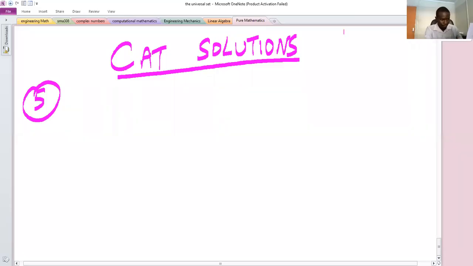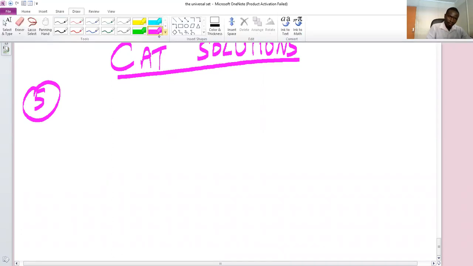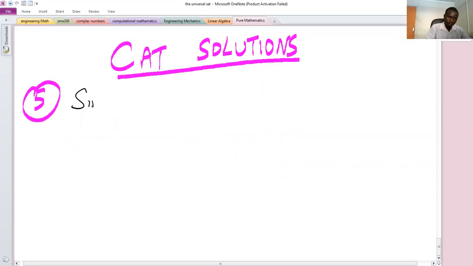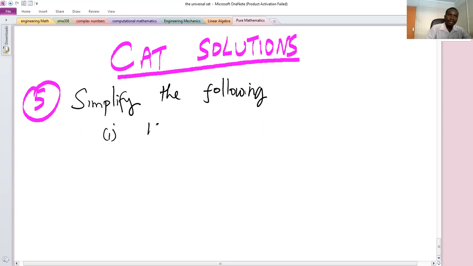Welcome back. Let's now solve problem 5. The problem says simplify the following expressions. So I have first part: 15 minus 6i. This question was from complex numbers, minus 3 minus 9i.